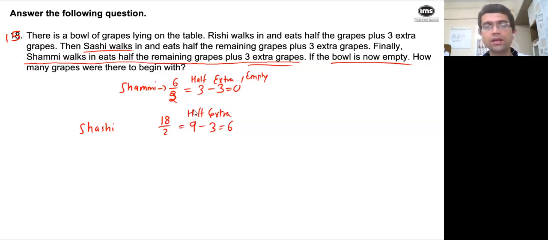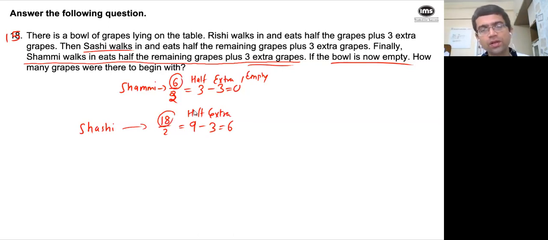Half of it, 9. So he had eaten 9. He also ate 3. So 6 grapes were left. Is everyone with me so far? Right, just go by the wording. Half of what? Initial number. So what I circle is initial number. So when Shammi entered, 6 were there. When Shashi entered, 18 were there.